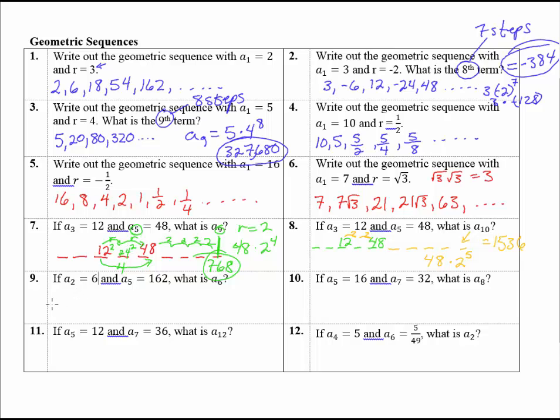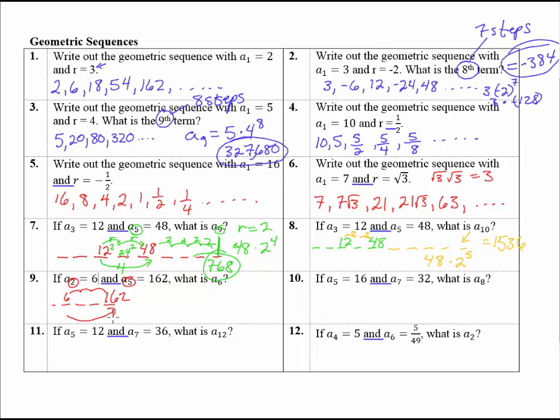The next one, A2 is 6 and A5 is 162. A2 is 6, so that guy's 6, and A5 is 162. Ooh, this is a tough one. We didn't just take 2 steps, we took 1, 2, 3 steps to get up there. And you can see that A sub 2 to A sub 5, that's 3 steps. So let's find out what this whole thing is right here.